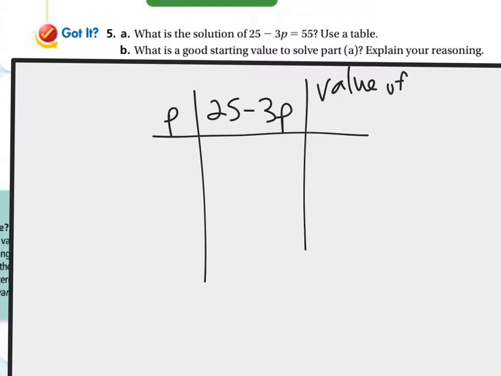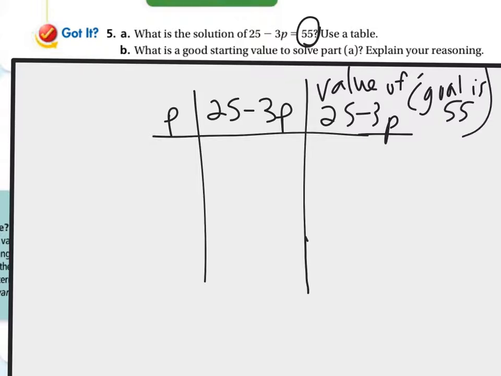So we can kind of just copy off of what they did in the book there. This time it's being subtracted. So by increasing our value of the variable, we actually decrease our result in this case. So we're trying to get this to be 55. 55 is our goal.